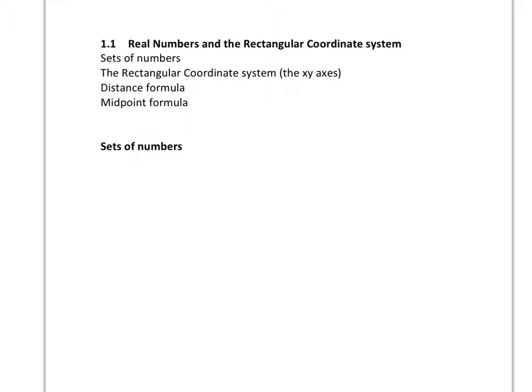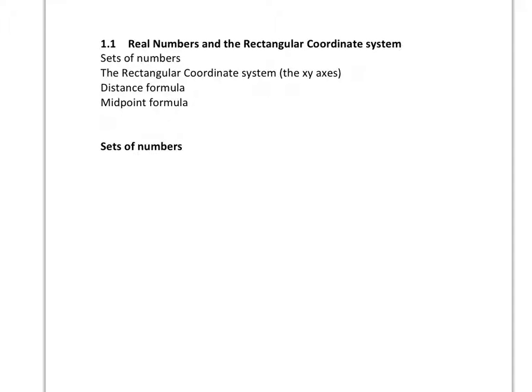This is Chapter 1, Section 1 on real numbers and the rectangular coordinate system. We're going to cover four main topics. We're going to talk about the sets of numbers that make up the real number system, and we will talk about the rectangular coordinate system, or just the XY axes. We'll also look at the distance and midpoint formula.